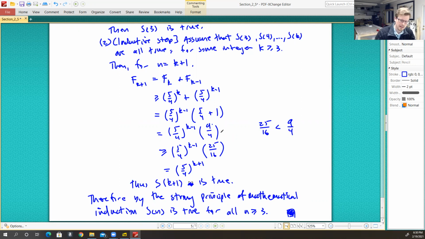All right, and that's it for this section. We'll actually see a couple more examples of proof by induction in the next section as well, which is applications of some of the things that we've seen throughout Chapter 2.